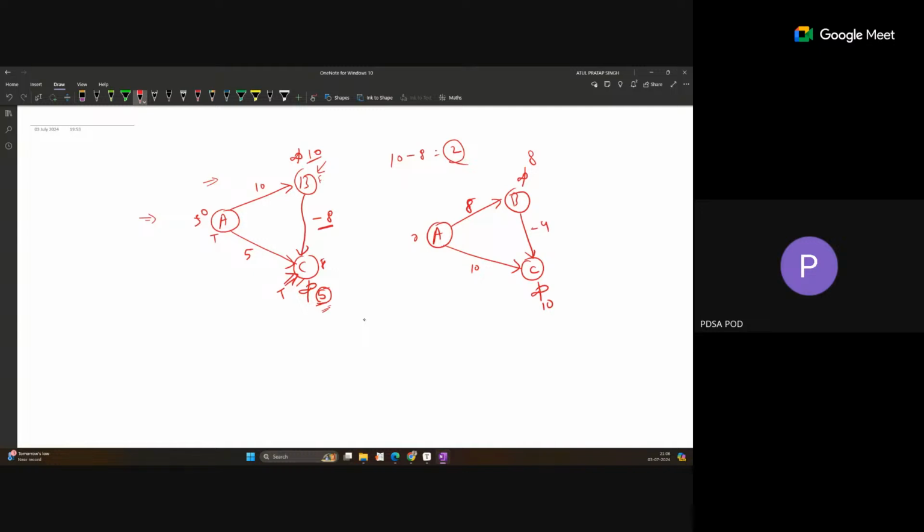B. This node will be selected. C is not visited yet, so we check from B: 8 minus 4 is 4, so that will be updated here. Now from C there is no outgoing edge. So with the same negative weights, we are getting the correct output. Logically this is correct: A to B is 8, and the shortest path to C is A, B, C, which is 4, and this is the correct answer.